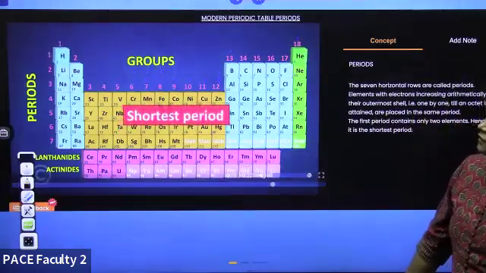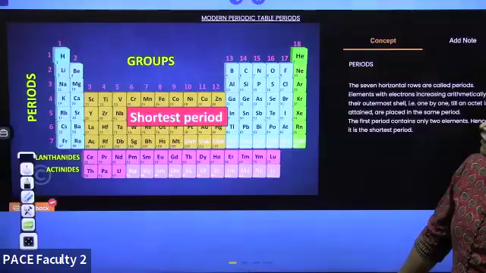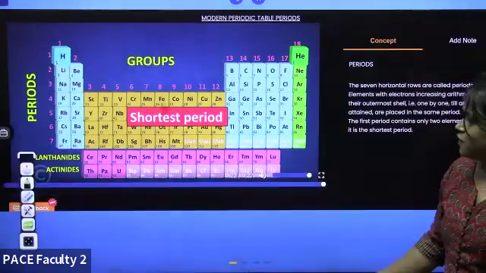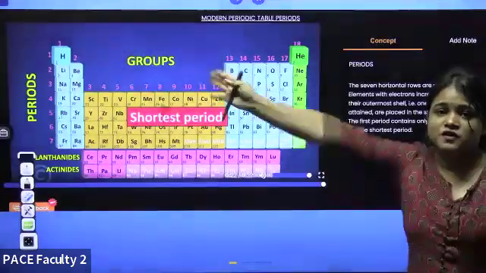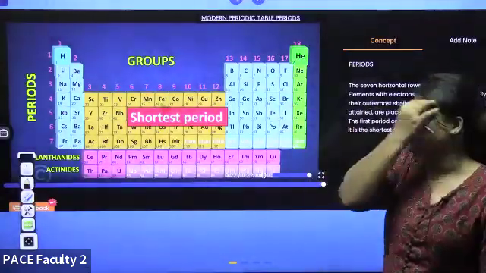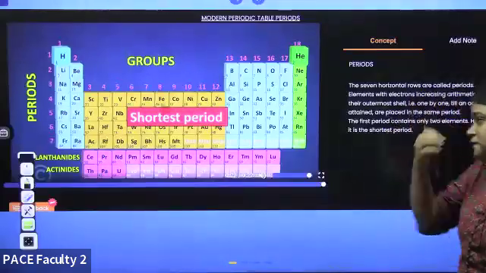Only 2 elements. Hence, it is the shortest period. So he's saying basically that there are certain groups and there are certain periods. First period only has 2 elements. That is why it's the shortest period known. Moving on.